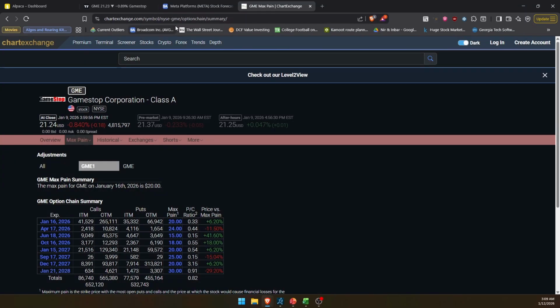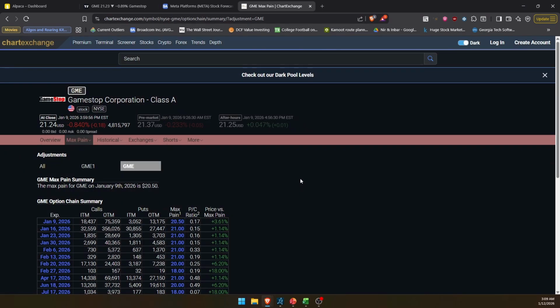So you go to chartexchange.com, you enter GameStop, you go over here to max pain, and then GameStop has the GME1, which includes the warrants, and it has the GME chain. So obviously I'm using just the GME chain, the GameStop chain, and here you can see the max pain by week. So I like to go 21 and then either plus 50 cents or plus $1 based on the volatility. So this week I'm going to go up to 22. These will update as time goes by, as GameStop goes up and more people buy and sell calls, then it'll adjust.